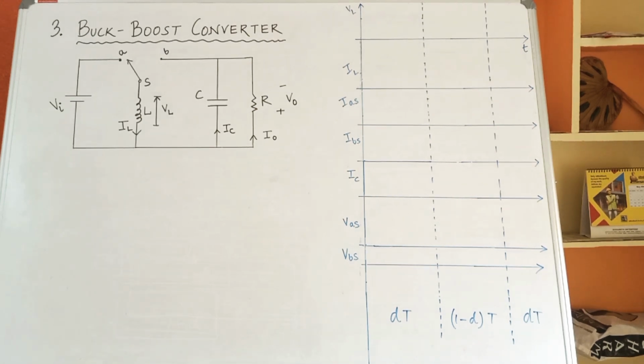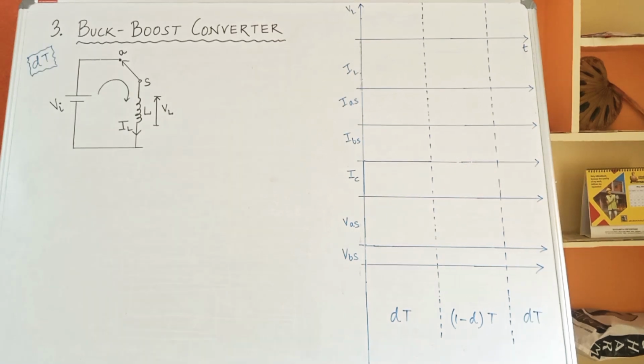So we will be analyzing the circuit now, and we will be drawing the waveforms on the right hand side, which consist of VL, IL, IAS, etc. So let's start with analyzing the circuit. During the DT period, your fixed point S will be connected to A, hence our circuit will look as follows. The voltage source Vi gets connected to the inductor and the inductor starts charging with current flowing through the loop in the clockwise direction.